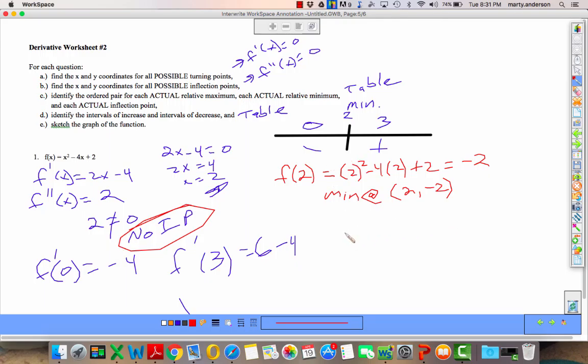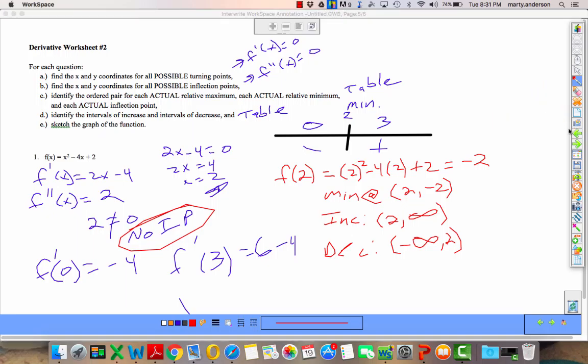Identify the increase and decrease. So we are increasing from 2 to infinity. We are decreasing from negative infinity all the way to 2. You can use either parenthesis or bracket at 2. It's kind of interchangeable. Remember, that's where we make our change. But it would be okay if you had the bracket there as well. Say it's included.